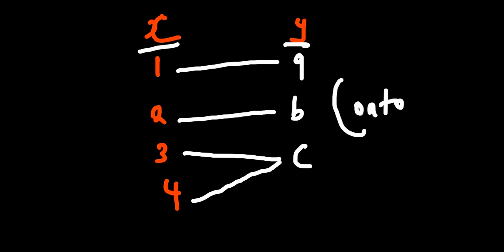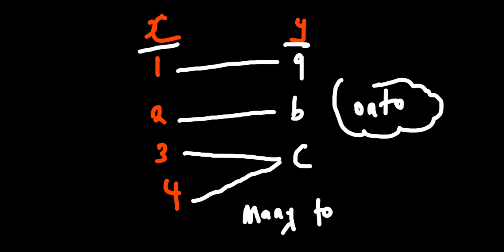It's called an onto function. Others might want to call it, in terms of numbers, a many to one. We've got two x values which are giving you one output value. So it's a many to one function.